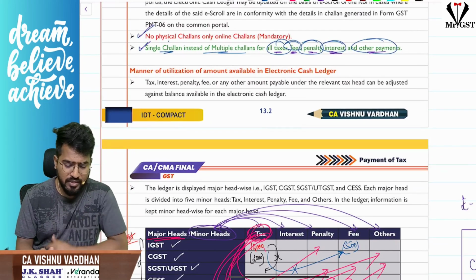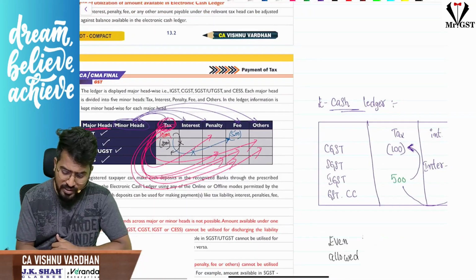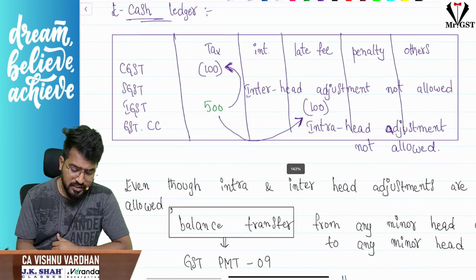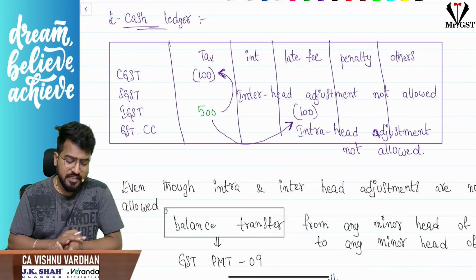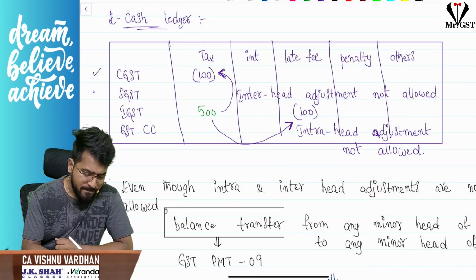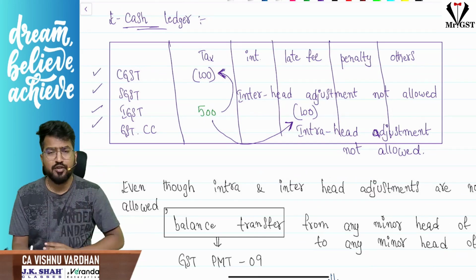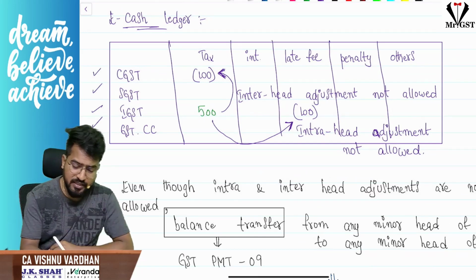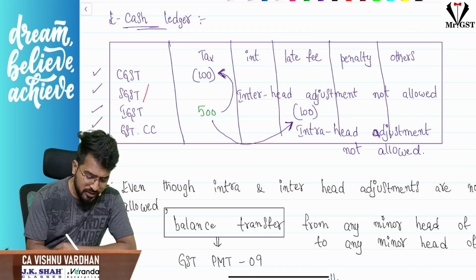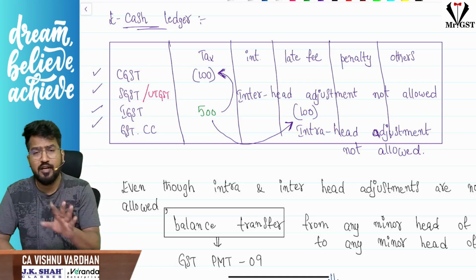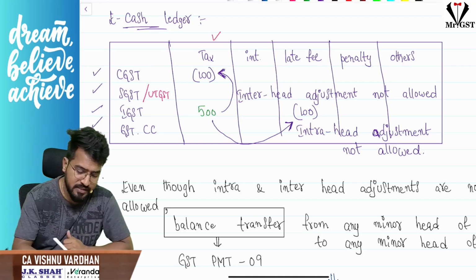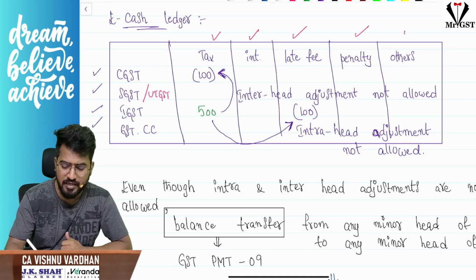Sir, how do I utilize the e-cash ledger balance? If you see the e-cash ledger format, it has 4 major heads: CGST, SGST, IGST, and GST compensation cess. In case of SGST, there can be a scenario where it can be UTGST also. Each major head will have 5 minor heads: tax, interest, late fee, penalty, and others.